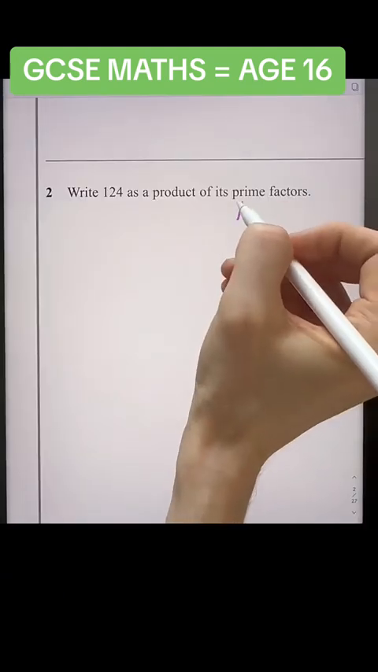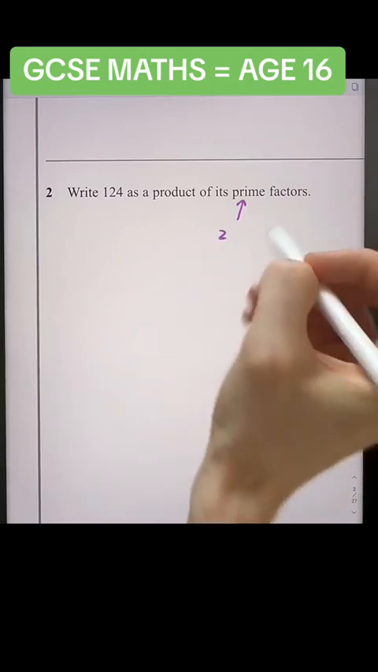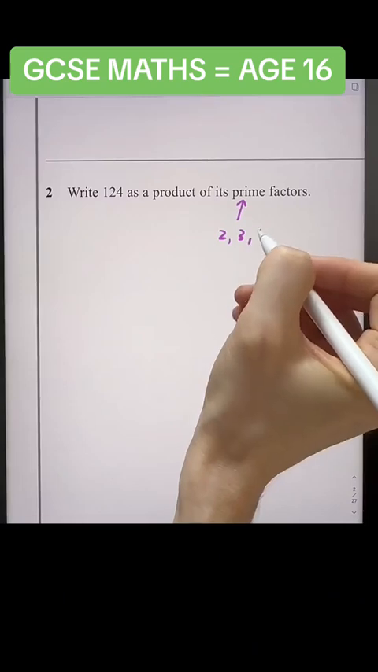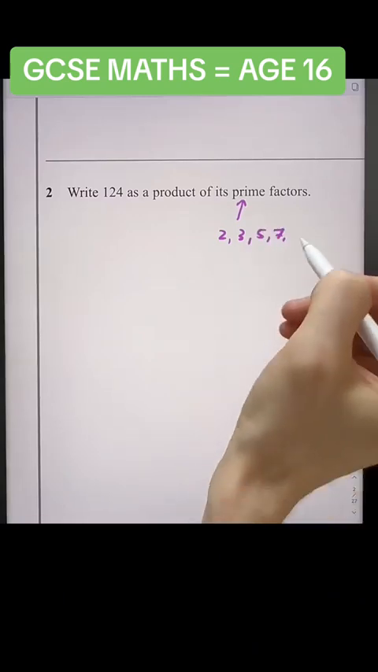Well, I know my prime numbers. My first prime number is 2. It's the only even prime number. My next prime numbers are 3, 5, 7, etc.